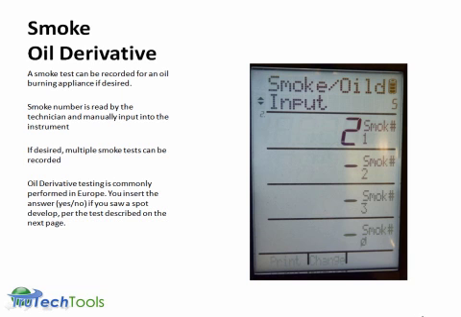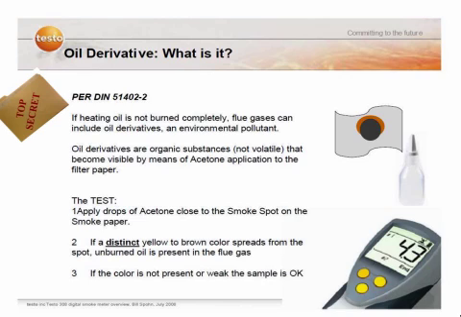Smoke oil derivative. The smoke test, if you're doing oil work, can be recorded right on the meter so it prints out with your print results. The smoke test is read manually by a technician, then it's recorded. The oil derivative test is commonly performed in Europe, and it's a test to see if unburned fuel oil is coming through. We're going to cover that in a little detail on the next page.